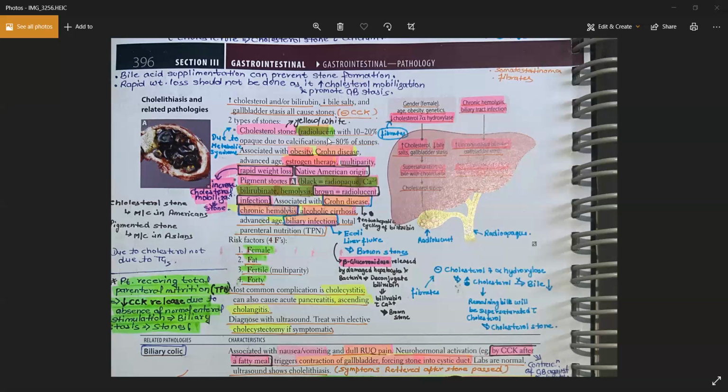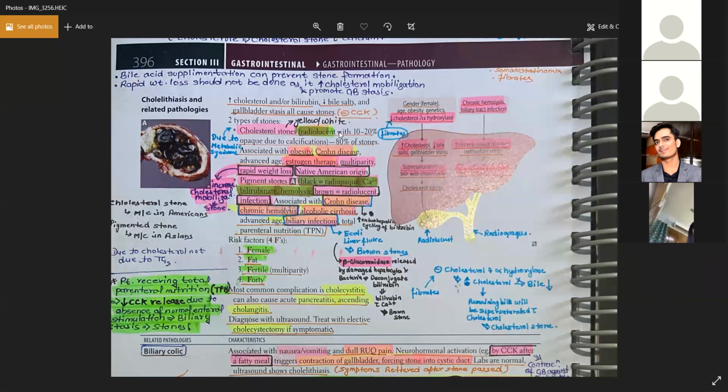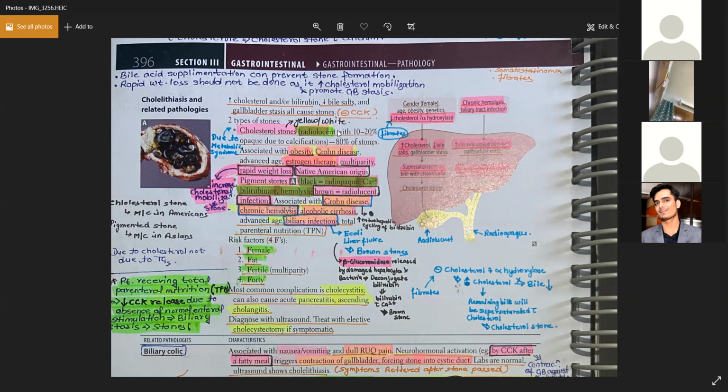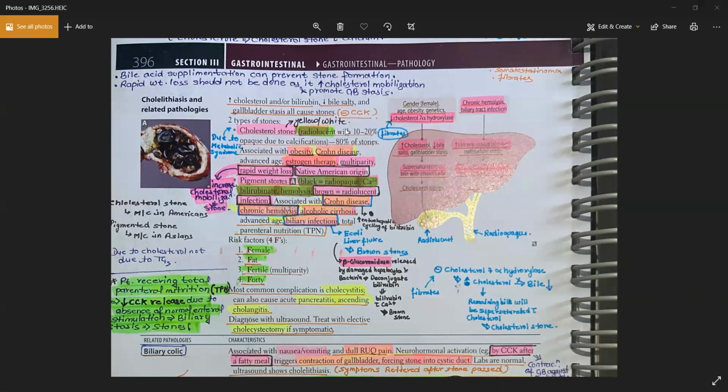Okay, these are radiolucent, which means if you do an X-ray or any kind of radiological examination, you cannot detect these stones. Okay, very important. And sometimes, 10 to 20% of the time, because they can be calcified, they can become radio-opaque also, which means you can detect them with the help of X-ray or some other tests.